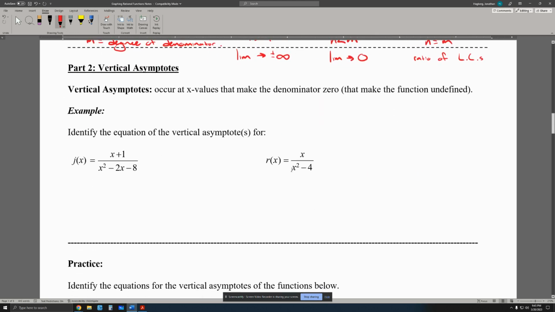So let's go ahead and talk about now vertical asymptotes. A vertical asymptote is an x value that makes the denominator 0. Or in other words, it's where the function is undefined. We've seen vertical asymptotes before, like, for example, when talking about logarithms. The function is undefined when the denominator is equal to 0. Okay? Another way that we might refer to vertical asymptotes is an infinite discontinuity.